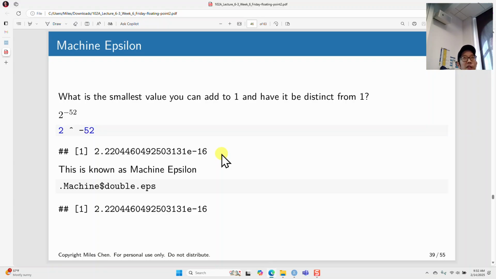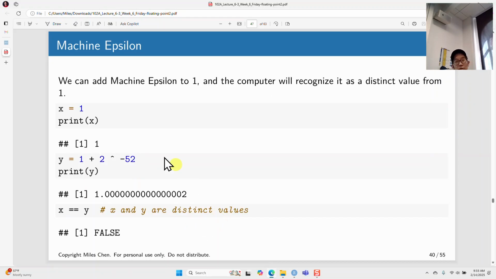And that's because 2 to the negative 52 is our machine epsilon. We're using 52 bits to represent our mantissa, okay? Which means the smallest number I can increment in my mantissa is 2 to the negative 52. And 2 to the negative 52 is on the order of 10 to the negative 16. So that's why we say floating point numbers have around 16 decimal places of precision, okay? And so this is known as our machine epsilon, and you can do .Machine$double.eps, and this is going to be 2 to the negative 52.